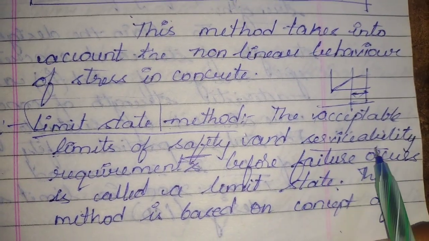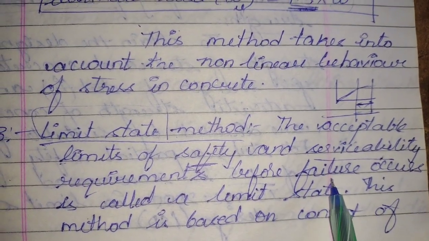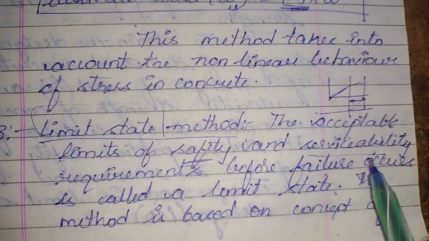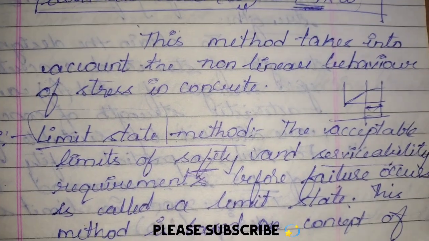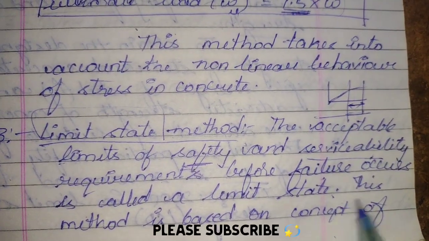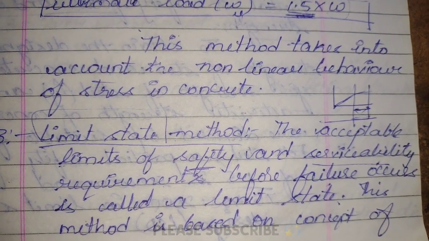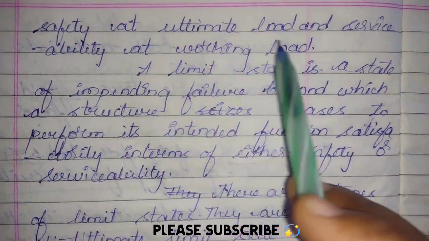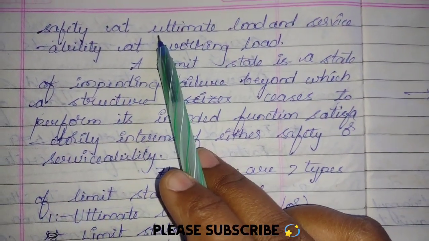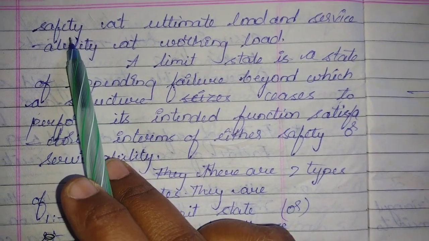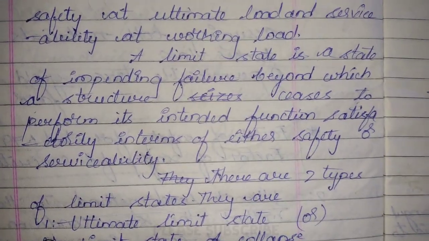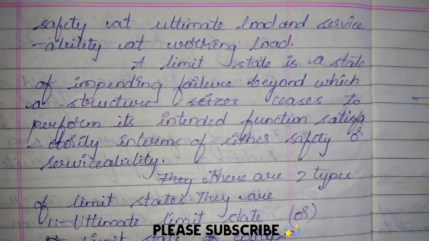Two very important terms. Before failure occurs, whatever limits we put on the structure from the safety and serviceability criteria, we call that a limit state. This method is based on the concept of safety at ultimate load and serviceability at working load. Remember, at the ultimate load we look at safety, because ultimate means it is about to fail, so safety is important. And at the working load, it is good to go.